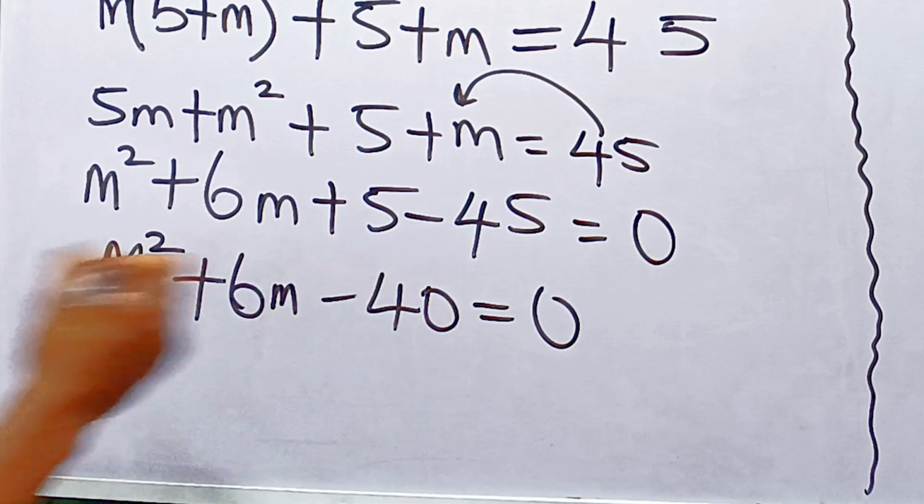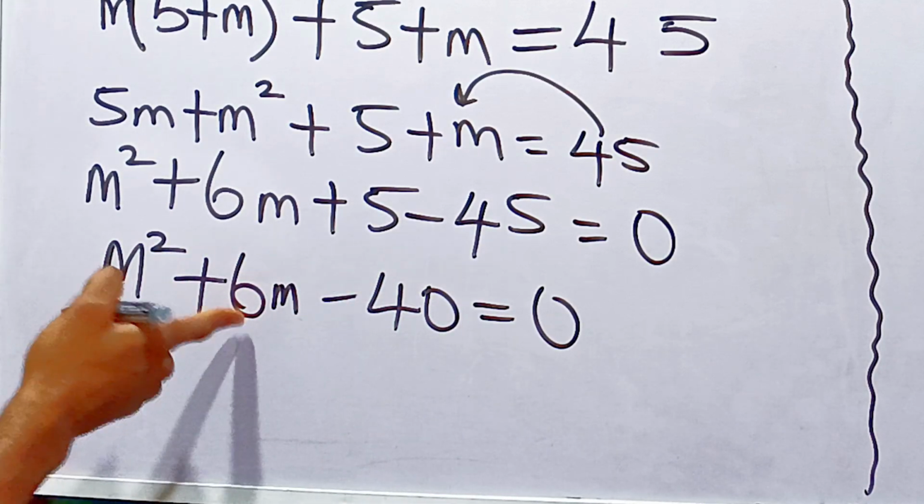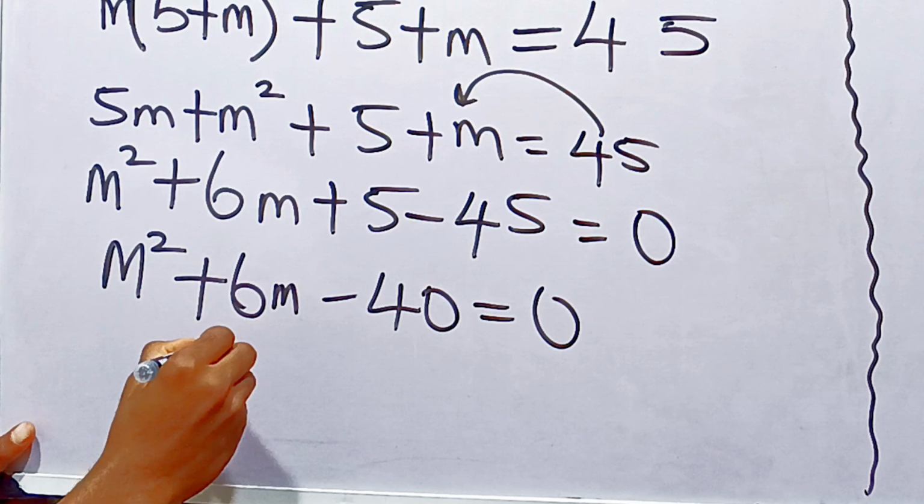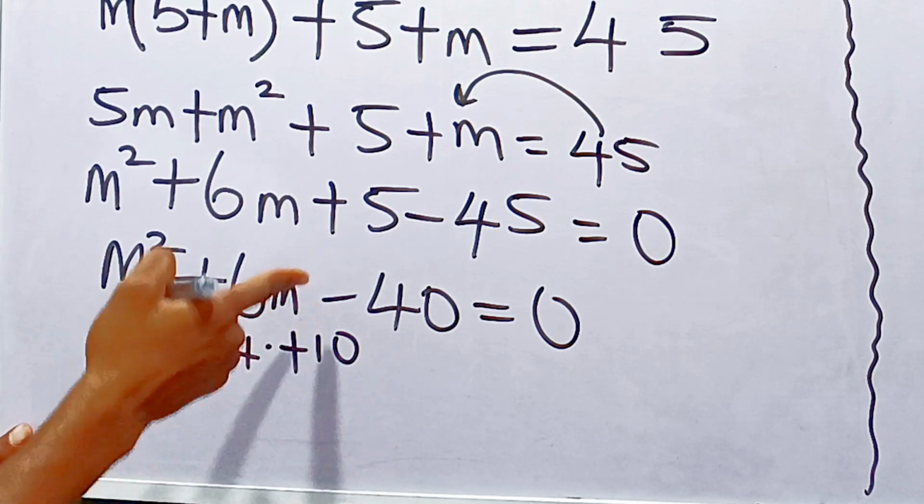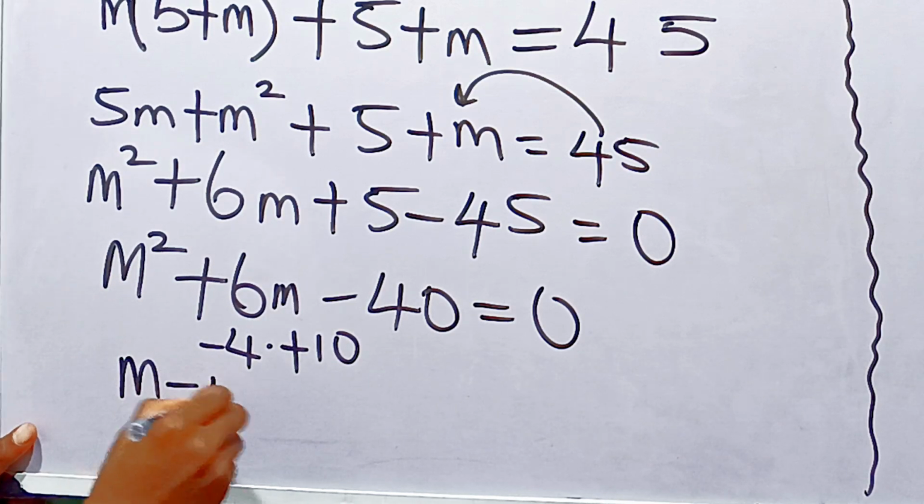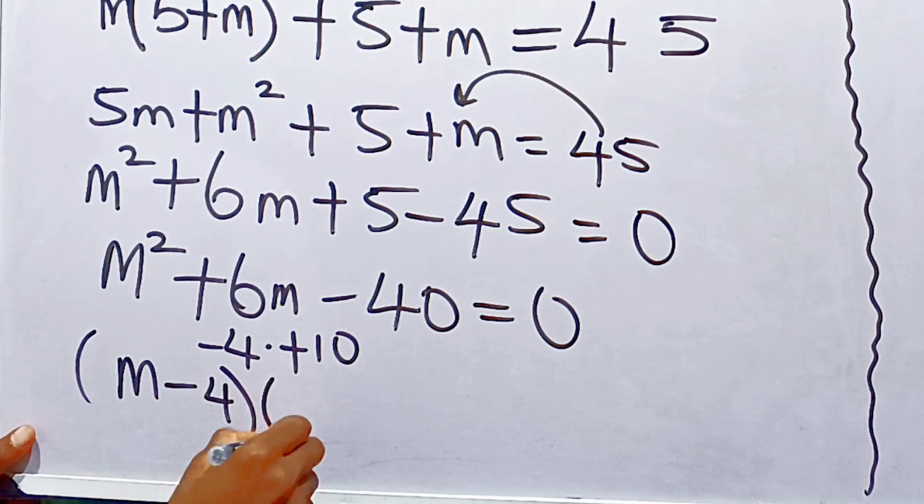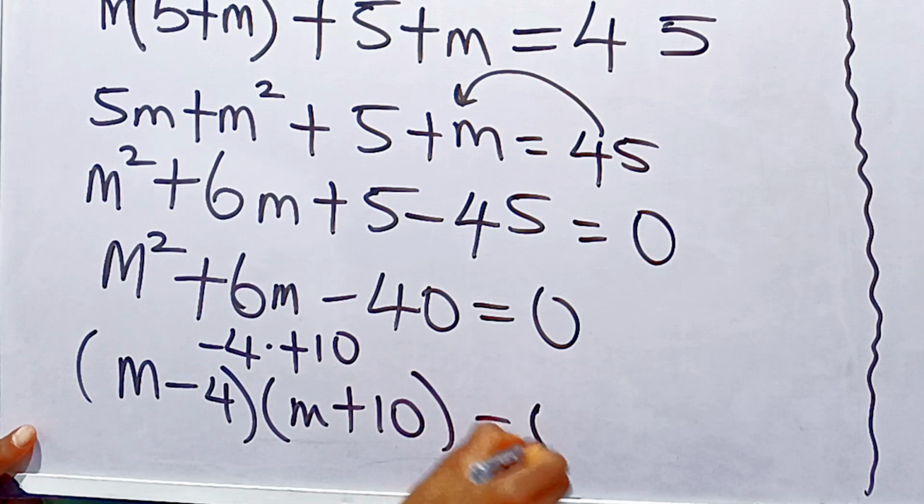Now factorizing this, the multiples of minus 40 that will add to give us 6 are minus 4 and plus 10. When these multiply, they give us minus 40. When these add up, they give us 6. So we have m minus 4 into m plus 10 is equal to 0.